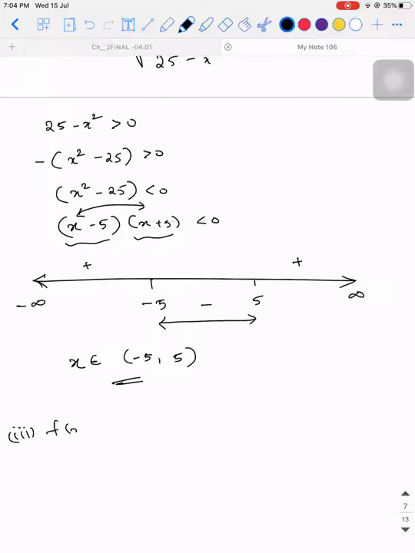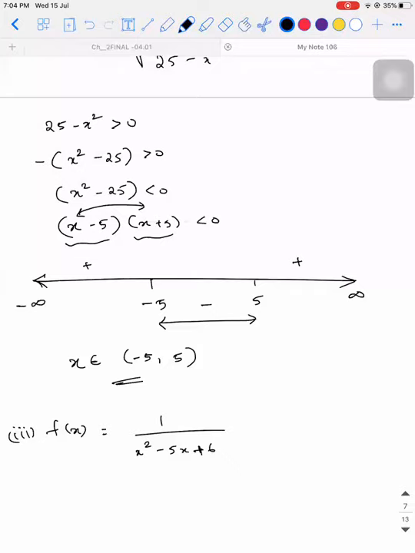Third one, f of x is equal to 1 by x square minus 5x plus 6. So this is the simplest problem I can say. What function is this? It's a rational function, right? Because you have a denominator. If it is a polynomial function, it doesn't have any denominator. If it is a rational function, it has a denominator.